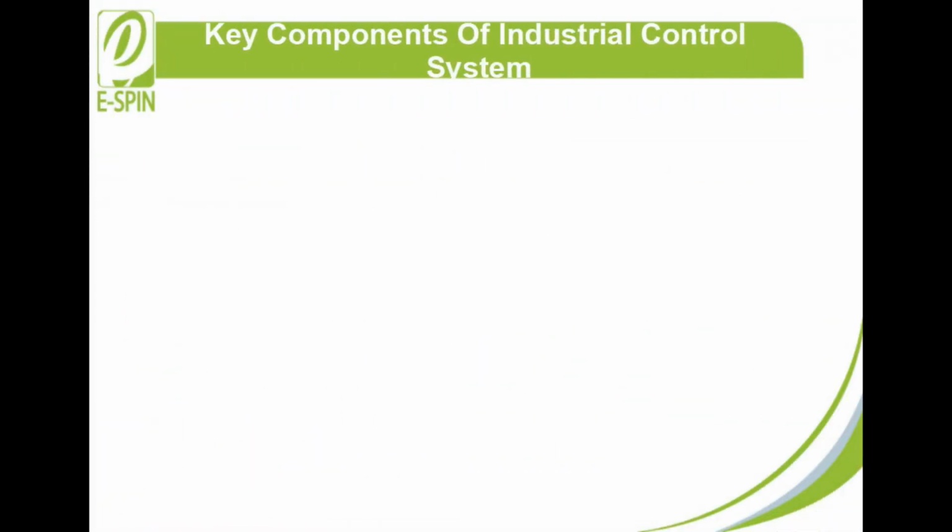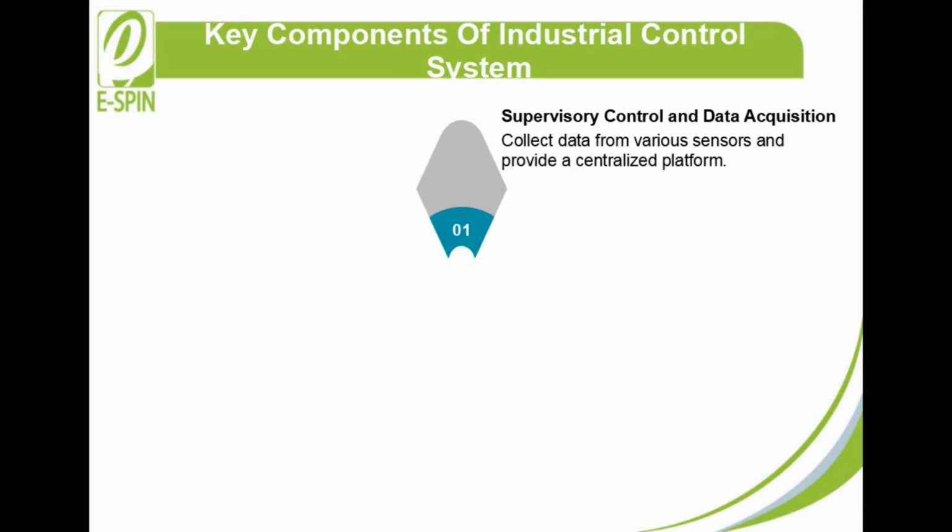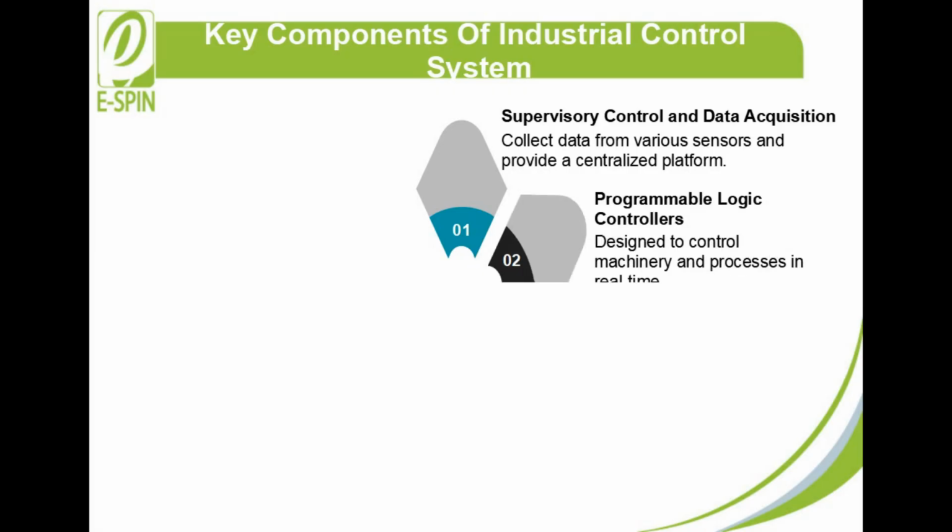Key components of Industrial Control System. 1. Supervisory control and data acquisition. Collects data from various sensors and provides a centralized platform for monitoring and controlling industrial processes. Commonly used in industries where real-time data collection and monitoring are critical. 2. Programmable logic controllers, designed to control machinery and processes in real time. These devices receive input from sensors, process the data, and send commands to actuators.